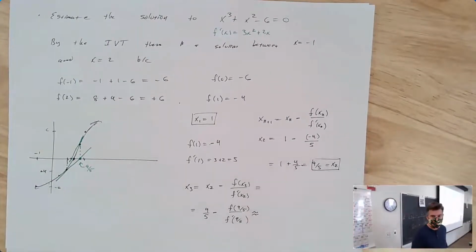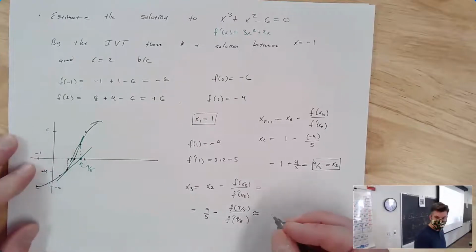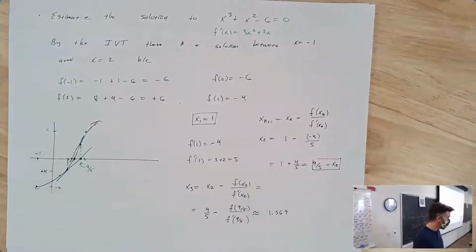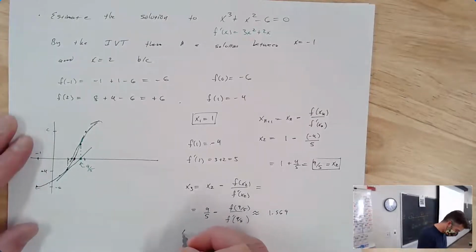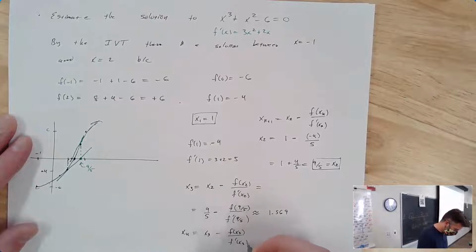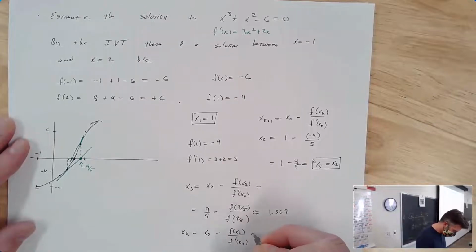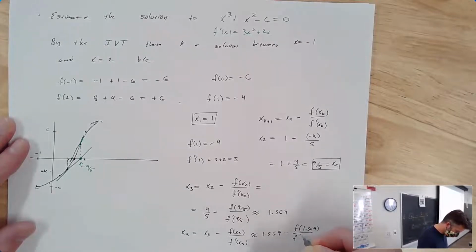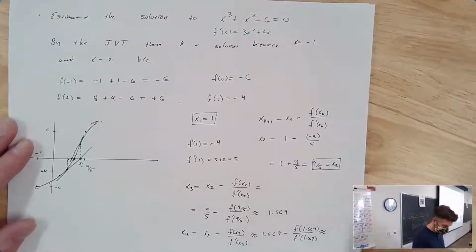We're talking about Newton's method. So this is going to be approximately 1.569. And then you can plug that back into a calculator and say, okay, x4 is going to be x3 minus f of x3 over f prime of x3, which is going to be approximately 1.569 minus f of 1.569 over f prime of 1.569, which is about 1.534.